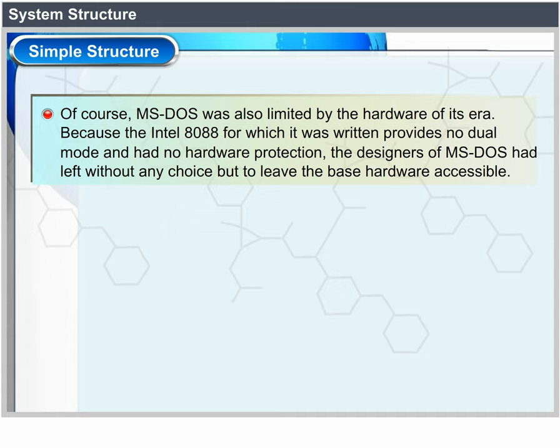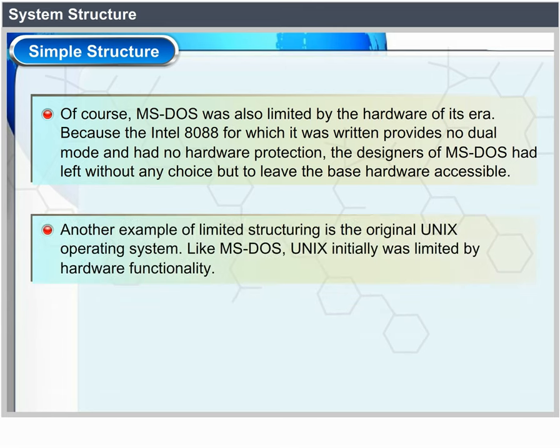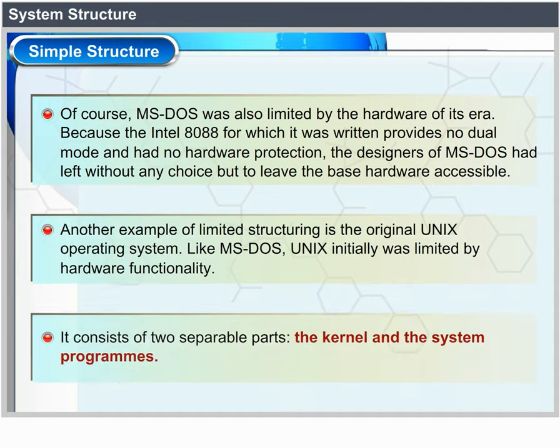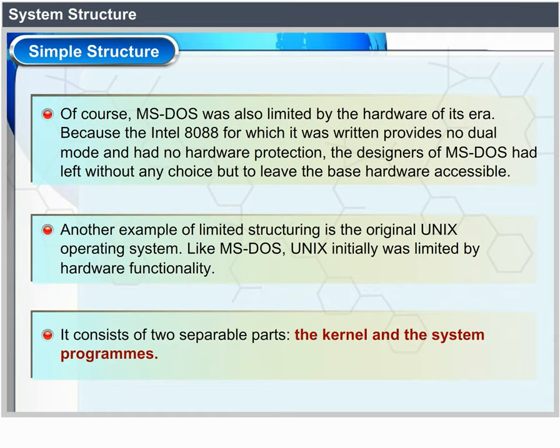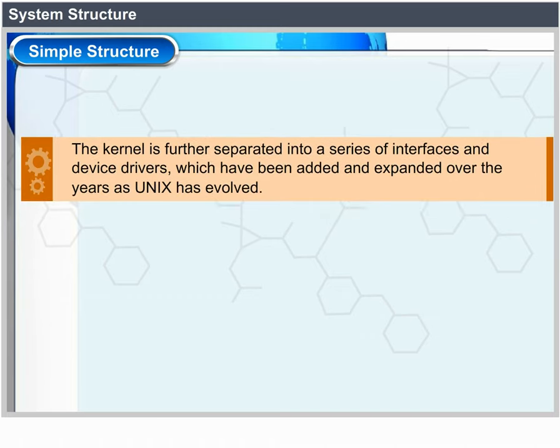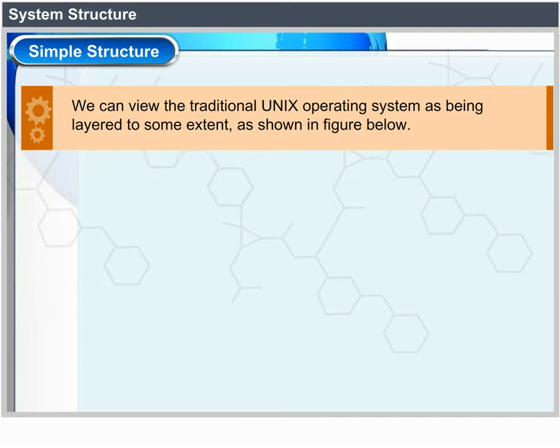Another example of limited structuring is the original Unix operating system. Like MS-DOS, Unix initially was limited by hardware functionality. It consists of two separate parts, the kernel and the system programs. The kernel is further separated into a series of interfaces and device drivers which have been added and expanded over the years as Unix has evolved. We can view the traditional Unix operating system as being layered to some extent as shown in the figure below.